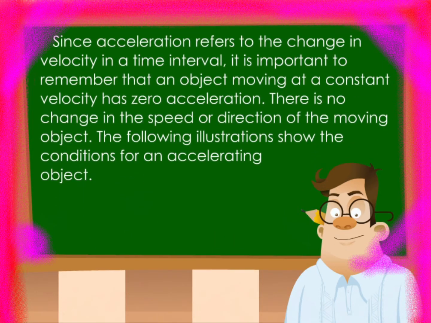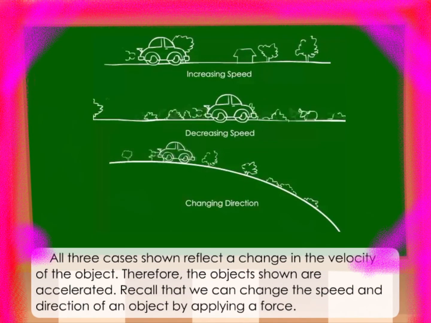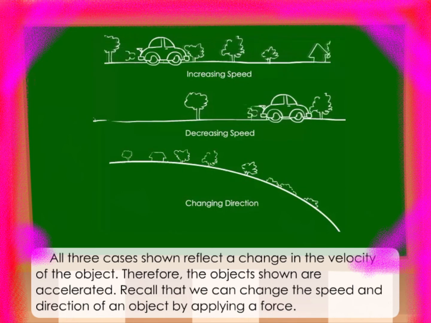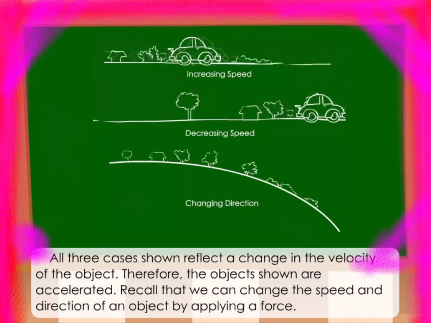Since acceleration refers to the change in velocity in a time interval, it is important to remember that an object moving at a constant velocity has zero acceleration. There is no change in the speed or direction of the moving object. The following illustrations show the conditions for an accelerating object. All three cases shown reflect a change in the velocity of the object. Therefore, the objects shown are accelerated.